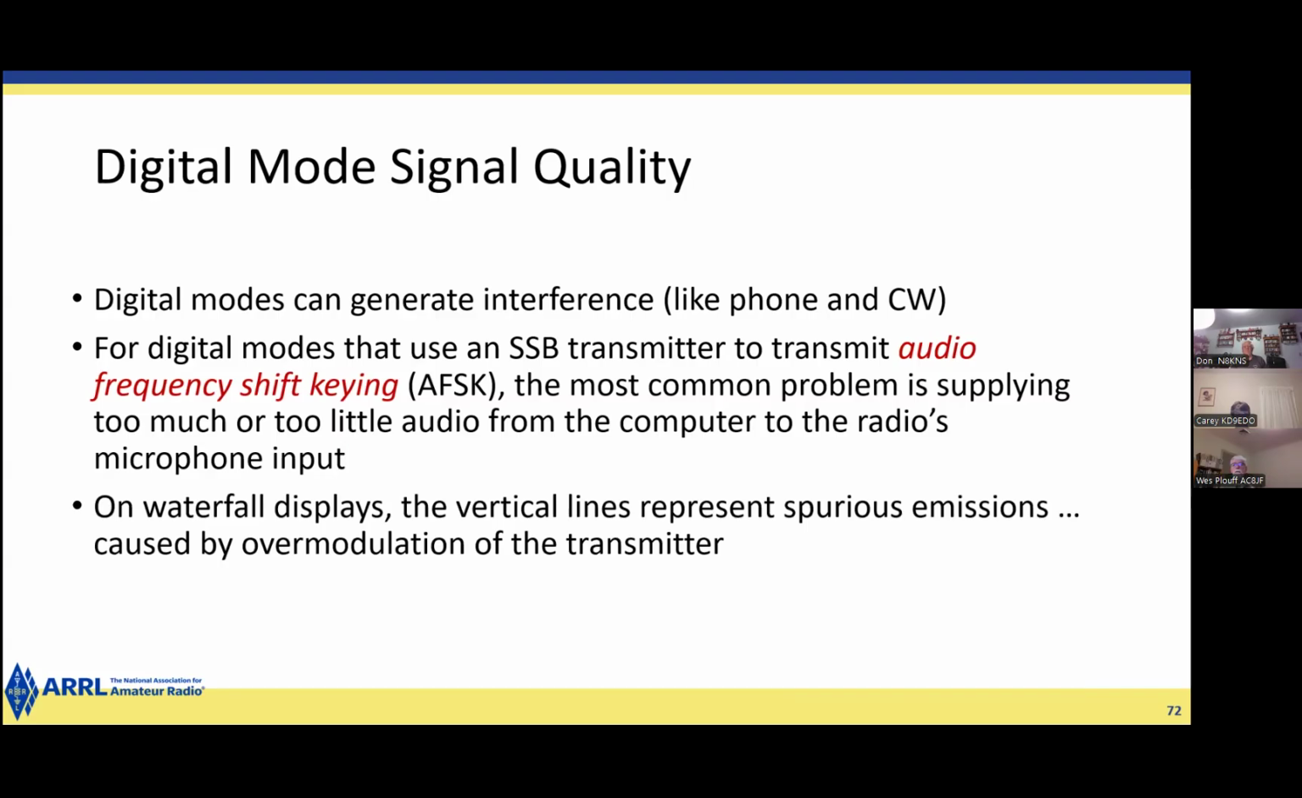What you want to do is watch out that you're not making spurious emissions, which usually show up in data modes which have 100% duty cycle. It shows up as lines at frequencies outside of where you want to be transmitting. So for instance, if you're overdriving FT8, you may see signals on a waterfall display, or be able to hear audio components that are 50, 100, a few hundred hertz away from where you're trying to be.